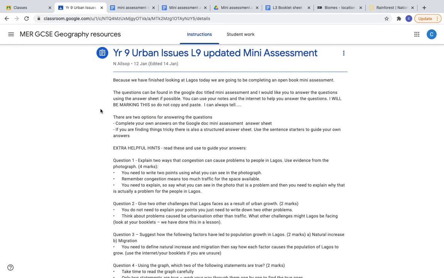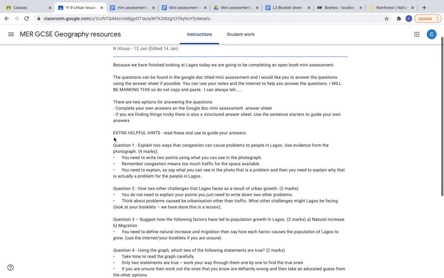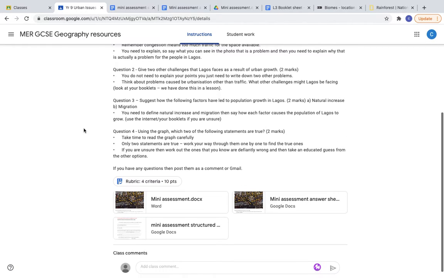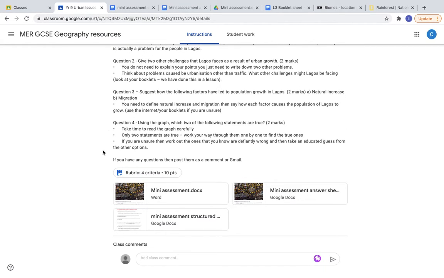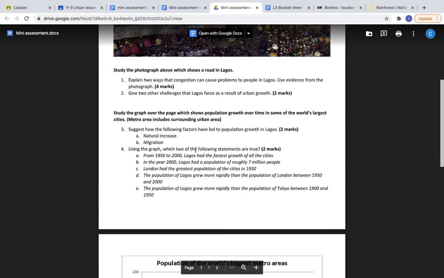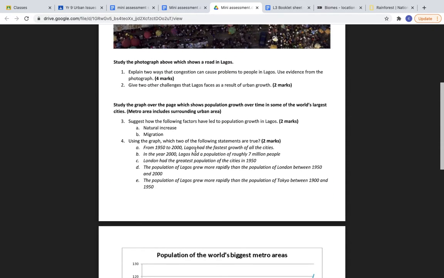Okay, hi Year 9. I'm going to explain the mini assessment that you'll be doing in your asynchronous lesson. So this is the Google Classroom's post that you will see. There are 3 documents attached to it. So we've got the answer sheet, the question sheet, and a structured answer sheet if you're struggling. So just looking at the question sheet, here are 4 of the questions. There's 5 questions in total.